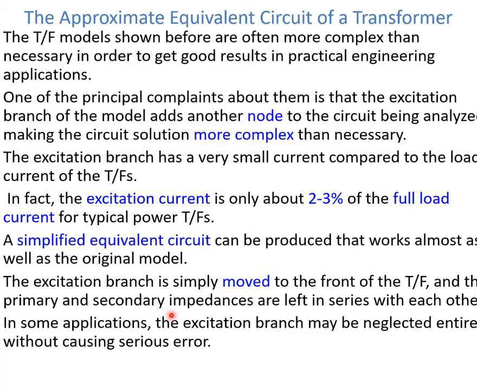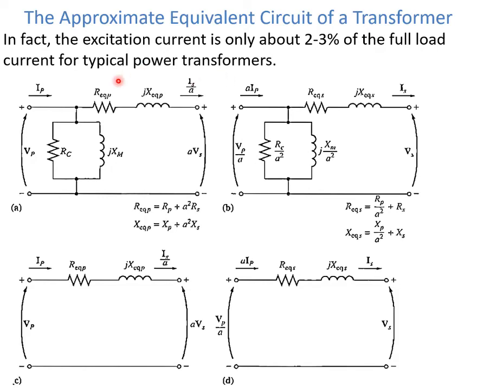In some applications, the excitation branch may be neglected entirely without causing serious error. So let's look at these figures. What happens if we just move this excitation branch in front? This one is for when we have transformed the impedances to the primary side, and this is for when we have transformed the impedances to the secondary side.